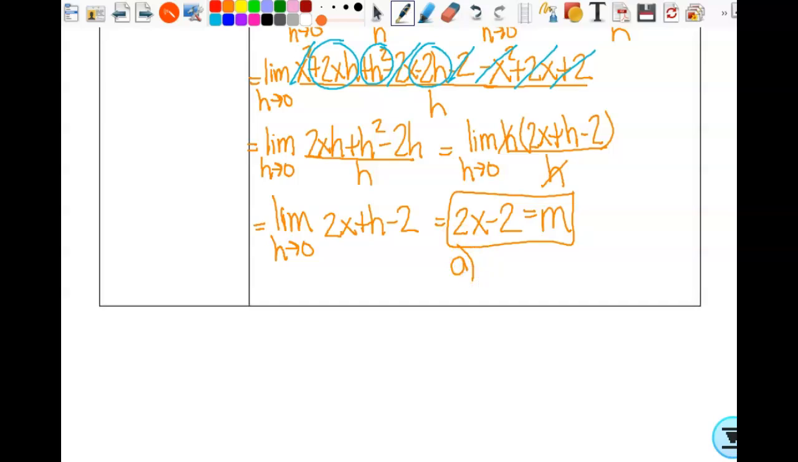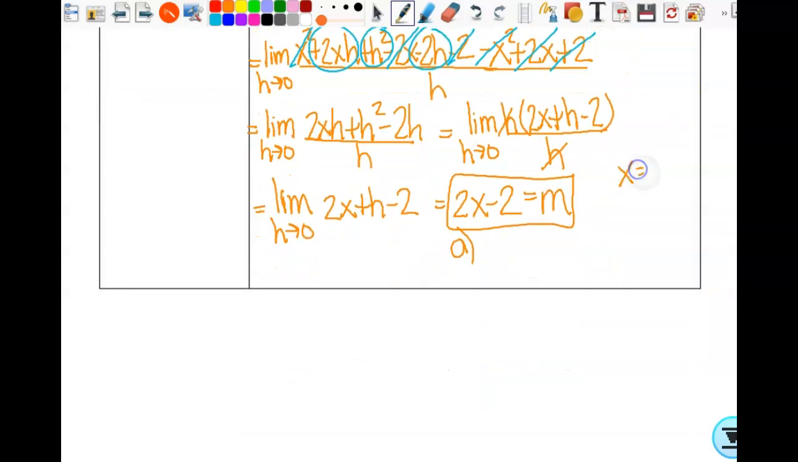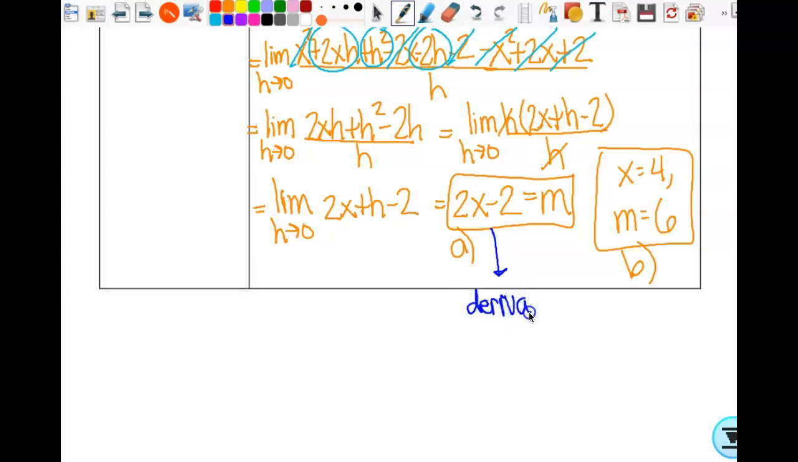Then it asks me for the slope when x equals 4. So when x equals 4, the slope would equal what? 6. This is part B. And you can do it for any other x value. This right here, what we found, is actually called the derivative. You're going to do derivatives all day long, all year long this year.